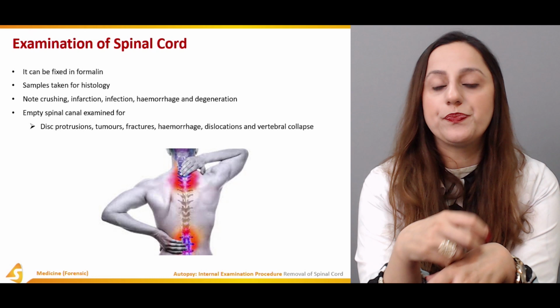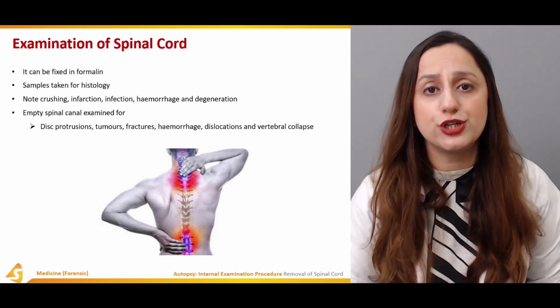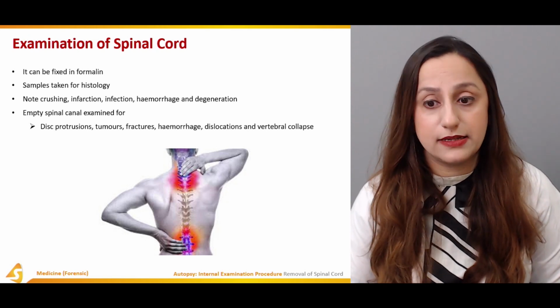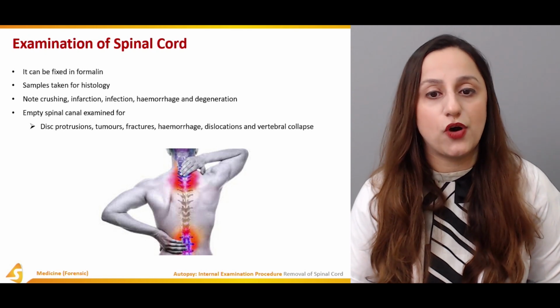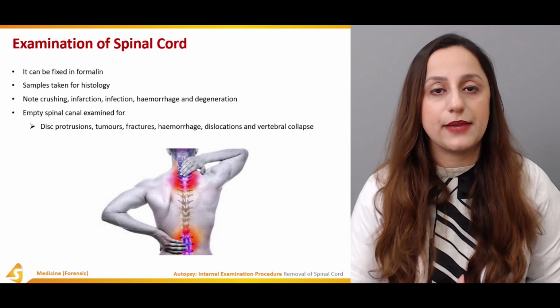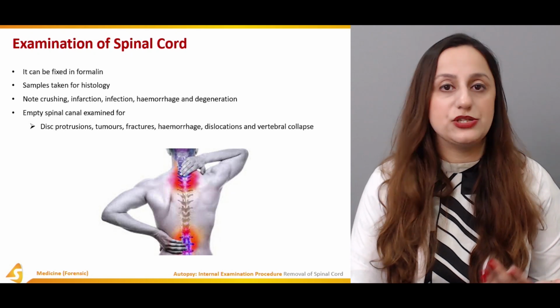Dislocations can be due to any kind of trauma. And if there are any signs of brutal traumatic asphyxia, the spinal cord can be damaged in those cases as well. Vertebral collapse is also a feature of trauma to the spinal cord. In a lot of cases, it can be any trauma, any transportational injury, or any direct trauma.